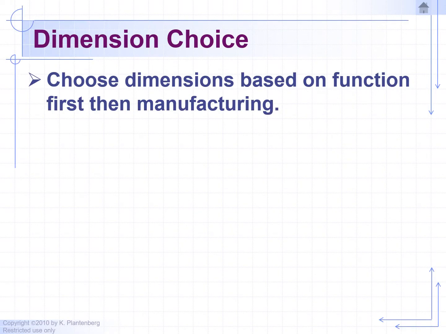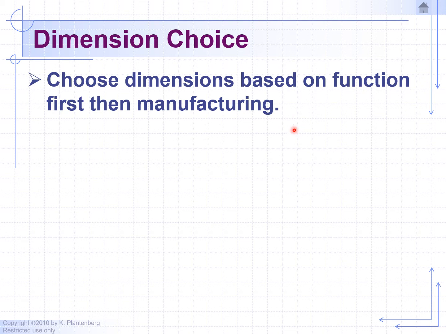Okay, so how do we choose dimensions? Choose dimensions based on function first, then manufacturing. So when we're talking about function is, what is the function of the part? How is the part going to be assembled with other parts? How is it going to mate with other parts? Are we going to bolt it down, clamp it down, or a combination of all? Are we going to weld it on? And also, how are we going to make the part? How is it manufactured?